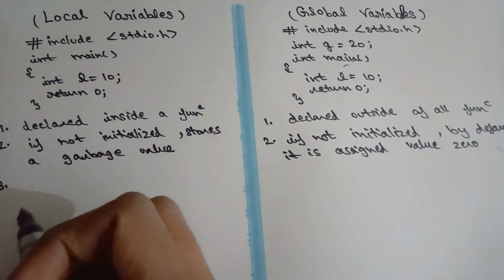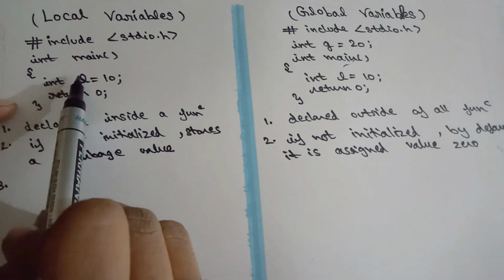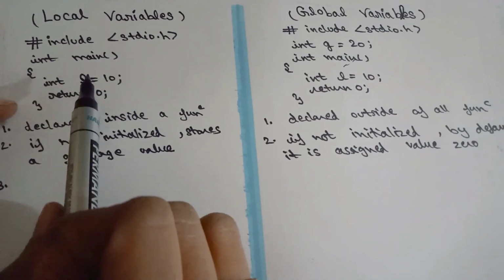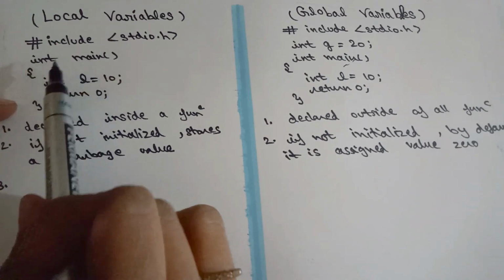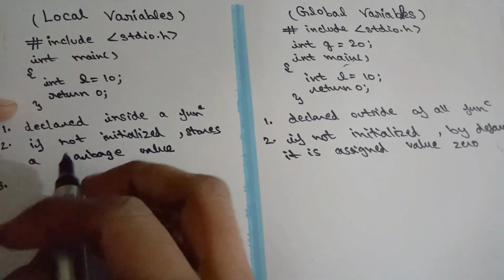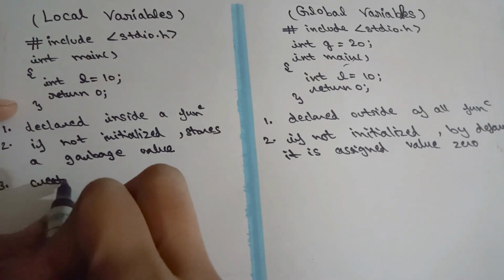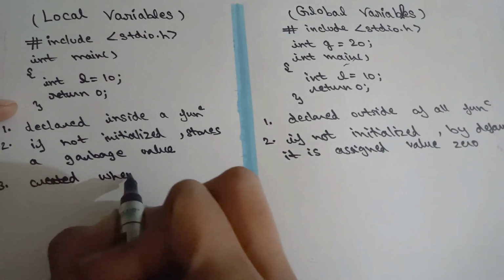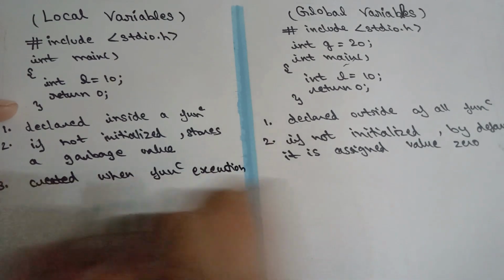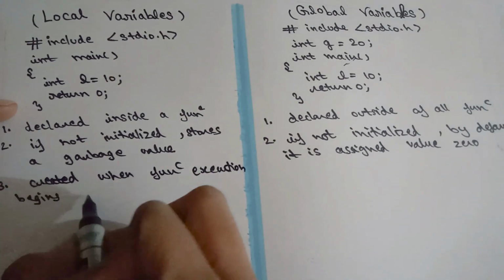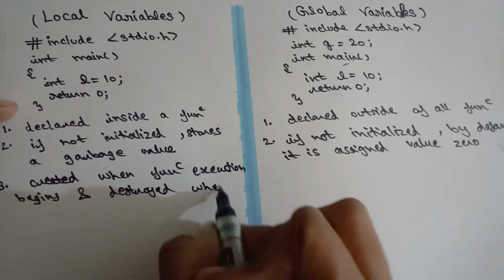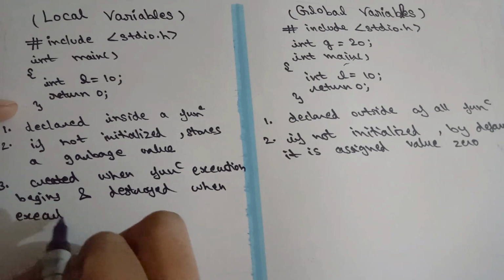Third point would be, whenever this local variable is created, it is when the function execution starts. This local variable is created, and when the execution of this function in which it is declared is over, this local variable is destroyed. So third point is created when function execution begins, and destroyed or lost when execution terminates.